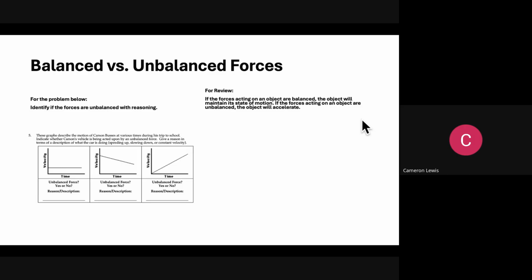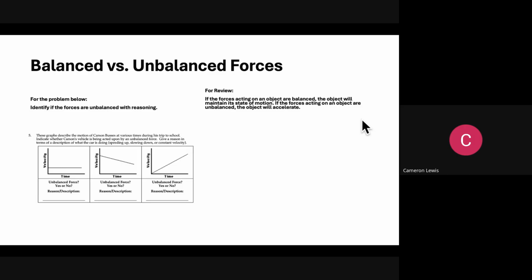The line is straight, a horizontal straight line. So which description do we have? Carson is on a bus trip, and his vehicle is being acted upon by an unbalanced force. We want to see which one represents an unbalanced force. But you just said balanced forces represent constant velocity. So which graph can we eliminate? We're looking for a graph that has constant velocity, so we need to look at the graphs and see which one.